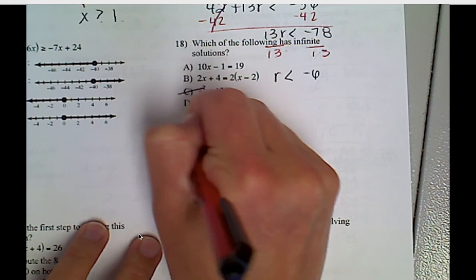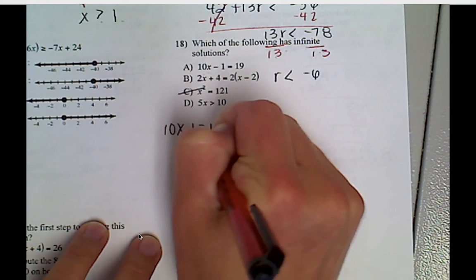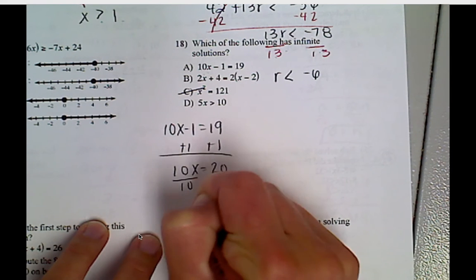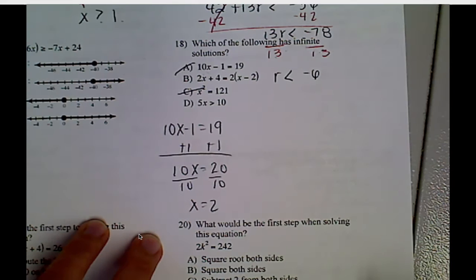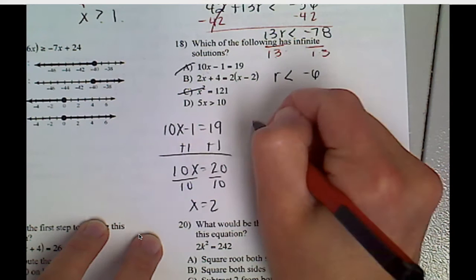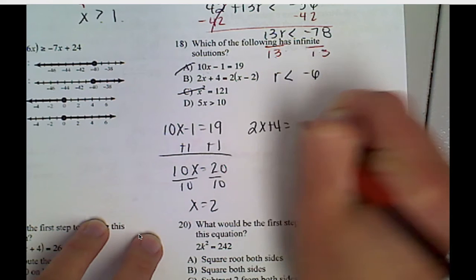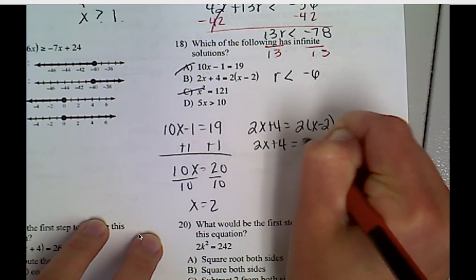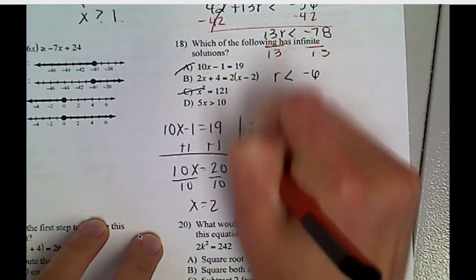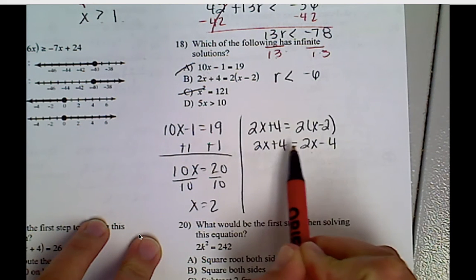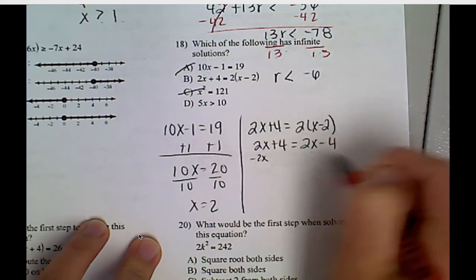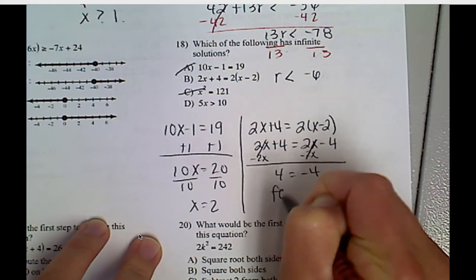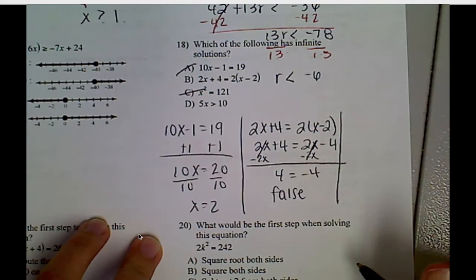So if I solve 10x minus 1 equals 19, I would add 1, and I would get 10x equals 20. I then divide by 10 and find that x equals 2. That's only one solution, so A is not it. The second one, 2x plus 4 equals 2 times x minus 2. Eliminate the parentheses by distributing the 2. However, when you're looking at this, the 2x's are the same, but the 4's aren't. So when you subtract 2x on both sides, those cancel and you get 4 equals negative 4, which is false. So therefore, there's no solution for that one.